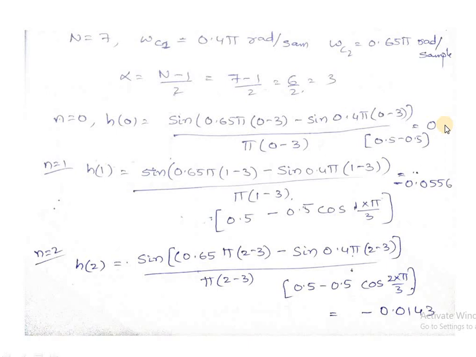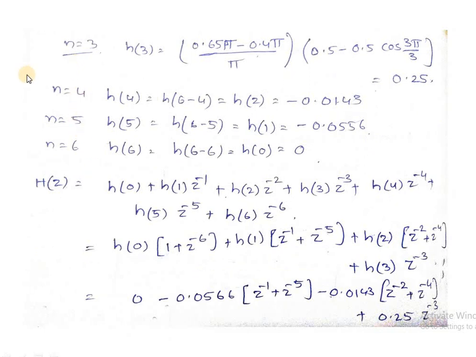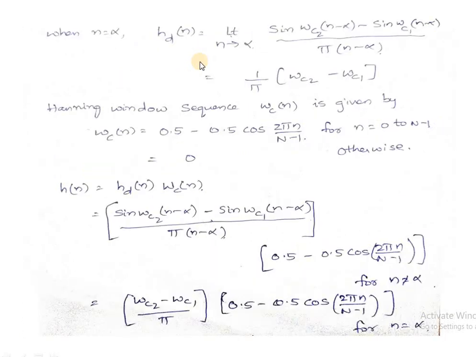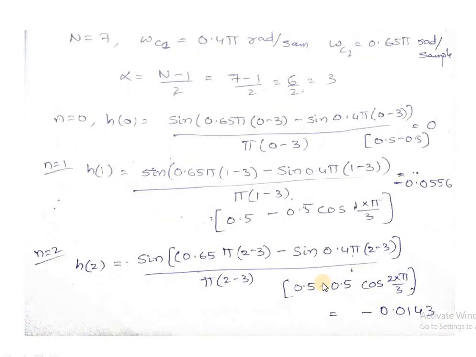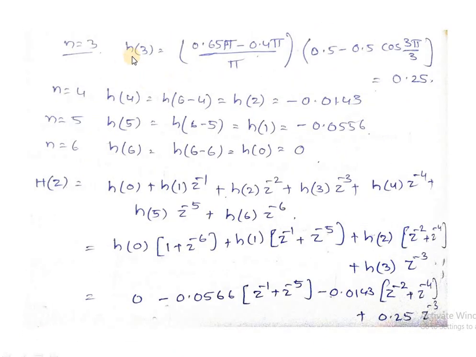And substituting all those values, I get my impulse response values as, for n is equal to 0, it is equal to 0, and n is equal to 1, it is minus 0.0556, and n is equal to 2, it is minus 0.0143, and n is equal to 3, for a suitable value, whenever we substitute with the second equation that we have seen in this case, I get it as 0.25.